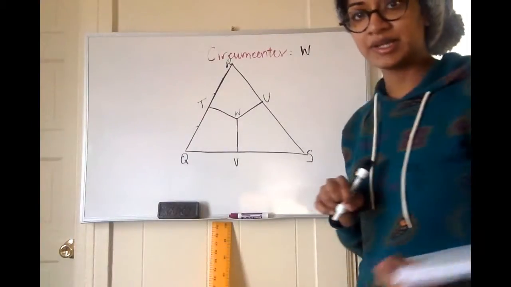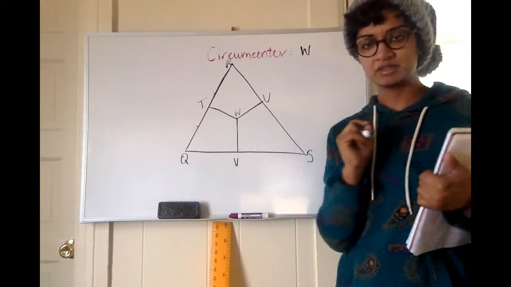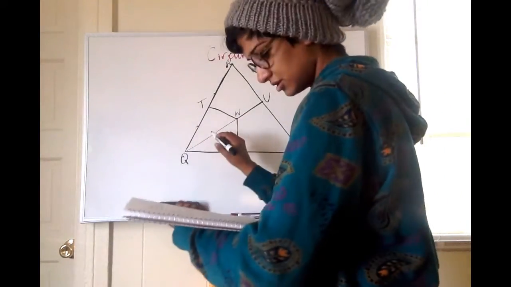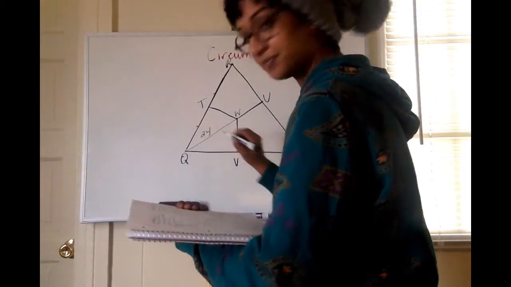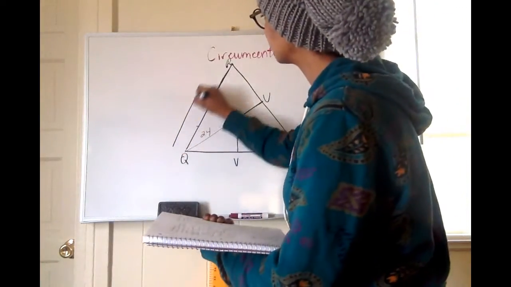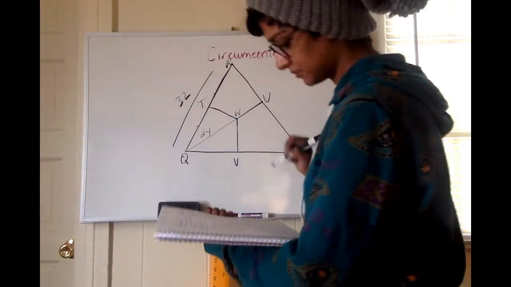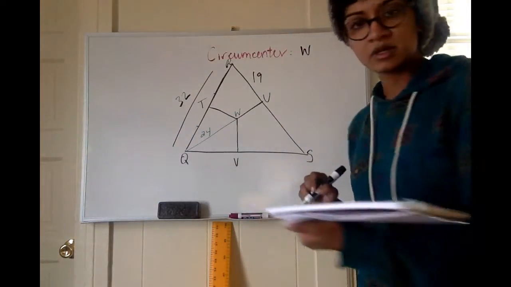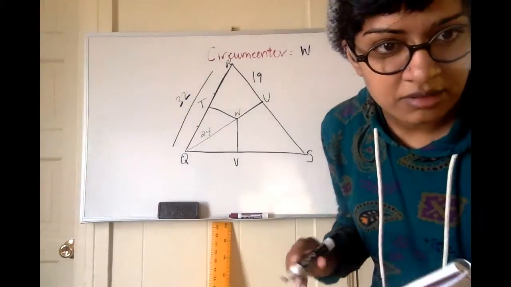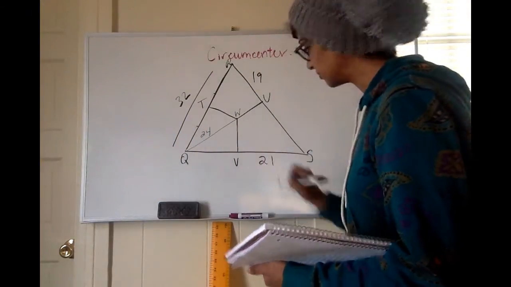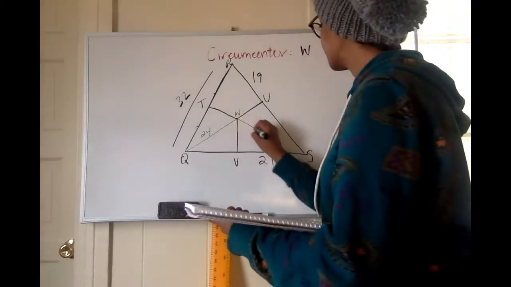The circumcenter point is W. That's in your instructions, okay? So now I'm going to give you the rest of the information. This is 24. You guys see that? This whole thing is 32. This one is 19. And let me see. This VS is 21. Oh, I have to finish the diagram.